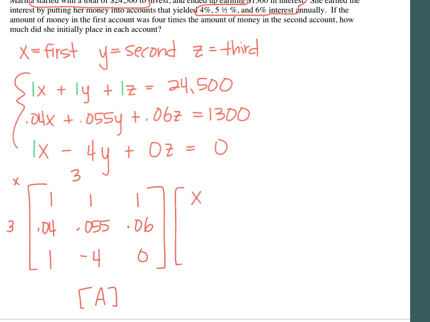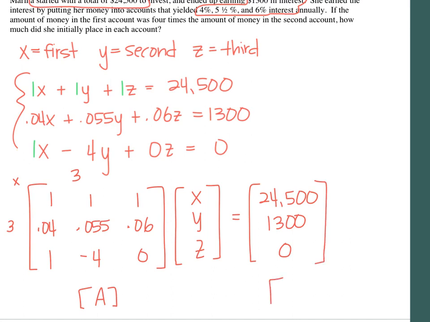The variables for this one are x, y, and z. Or maybe you used F for first, S for second, and T for third. That would have been fine. And then my final matrix is the 24,500, the 1,300, and 0. I do need the placeholder of 0, and this is going to be my B matrix. So once again, I need to set up my matrices in my calculator so that I can solve this.